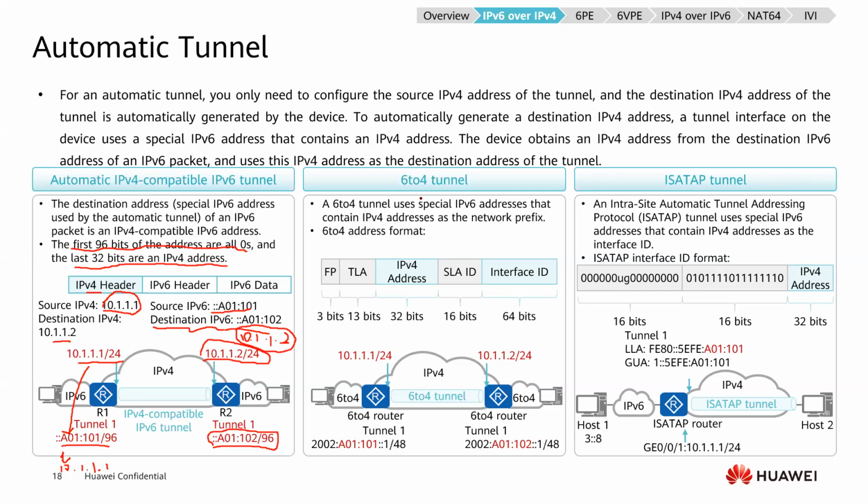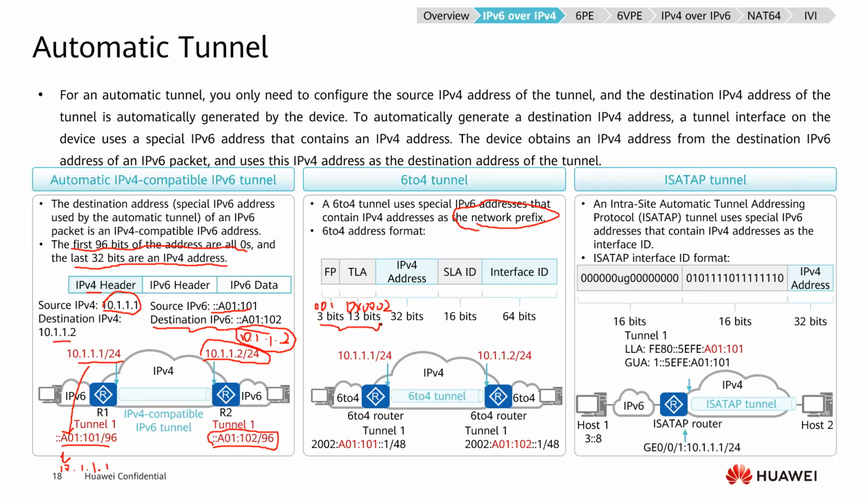So this is the first one, and the second one differs from the first one in that it has a different IPv6 format. First, it uses the IPv4 address as the network prefix. First, it has a 3-bit FP. The FP indicates the format prefix of the aggregatable global unicast address, and the value is always 001. And then is the TLA. The TLA indicates the top level aggregator, and the value is 0002.